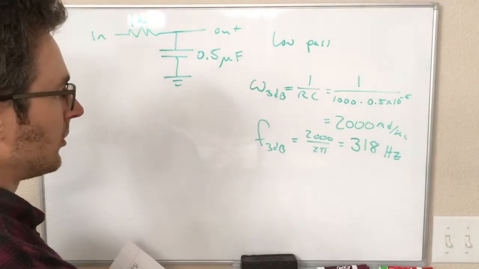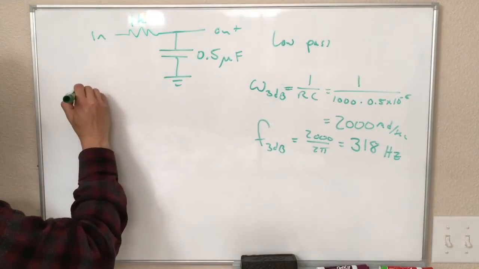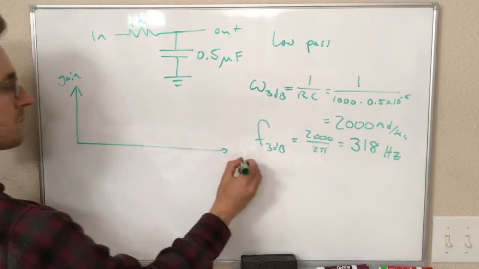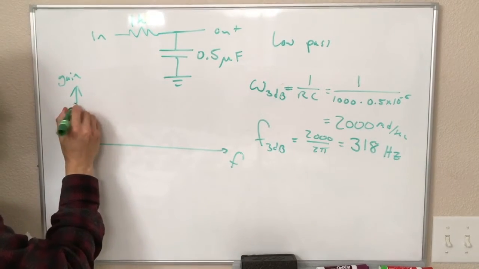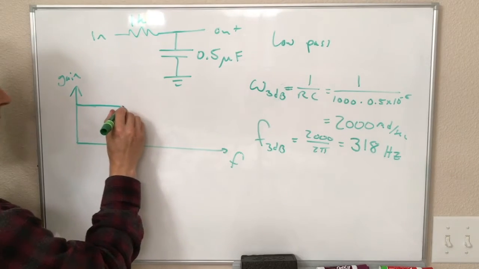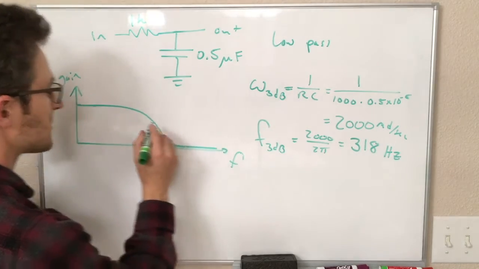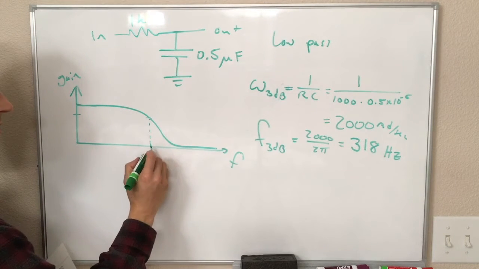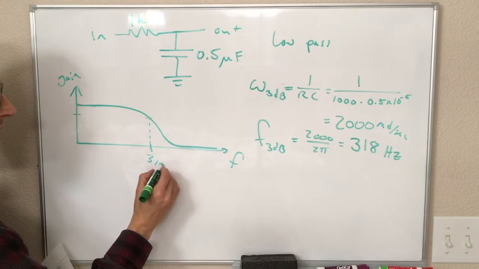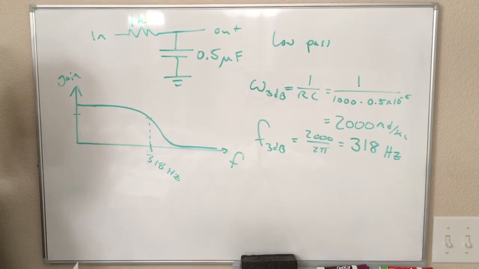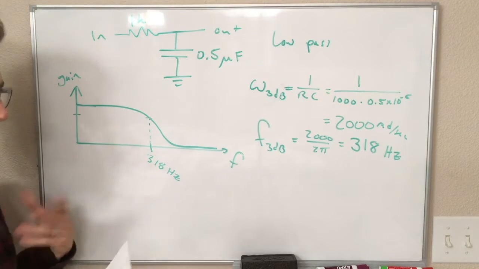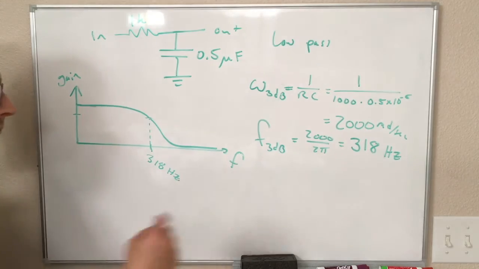So without really knowing anything more, we can draw a rough estimate of what the frequency response of this filter looks like. It's a low pass, so it's 1 on this side, and it goes down like this. And where this is 70% of the max, this is our 318 hertz, the 3 dB point. All right, and if we wanted to calculate the gain at a particular frequency and figure out the response to some signal, we could definitely do that.